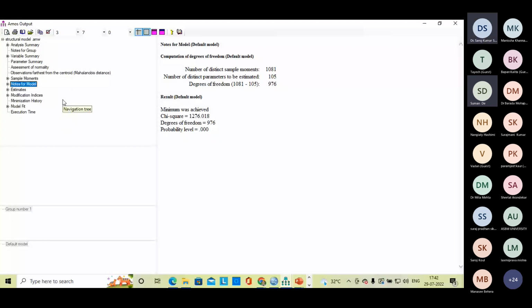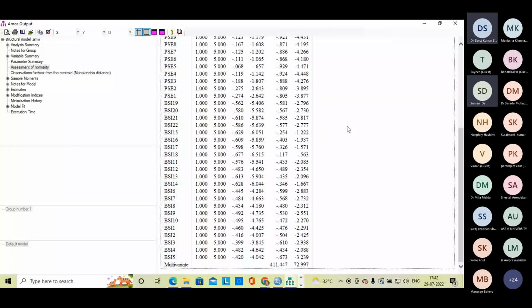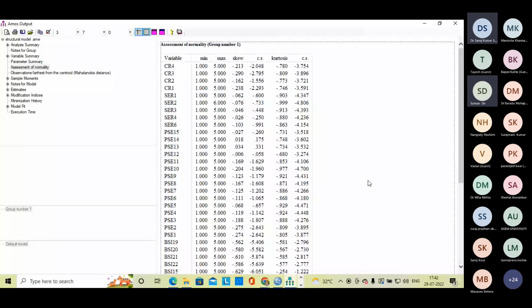Go to the text output, and there is an assessment of normality. Click there and you get this table. See, what are the primary indicators of normality? Skewness and kurtosis. The skewness and kurtosis values are given along with their t values. The CR values are nothing but the t values, the small t from the t test you are doing.